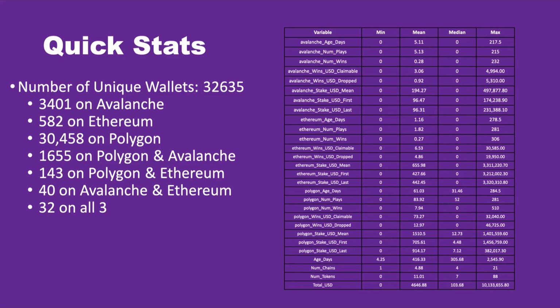The total number of unique wallets is over 32,000, and that includes 3,000 on Avalanche, 500 on Ethereum, and over 30,000 on Polygon, and then some that appear even on all three, 32 that appeared on all three.